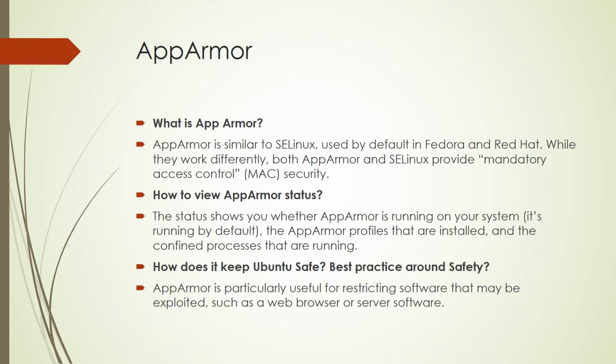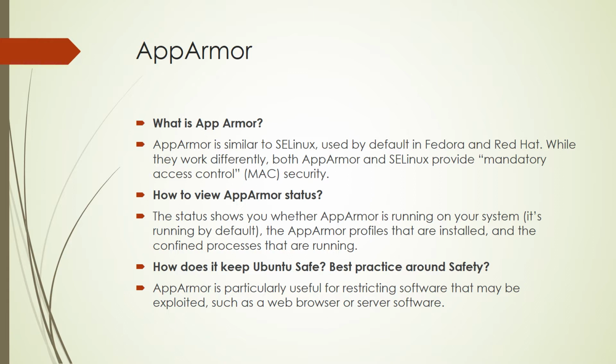So we'll start with AppArmor, and the things we'll be discussing moving forward would be what is AppArmor, how to view AppArmor status, and how does it keep Ubuntu safe and best practices around safety. So AppArmor is basically a mandatory access control system that confines programs to a limited set of resources.